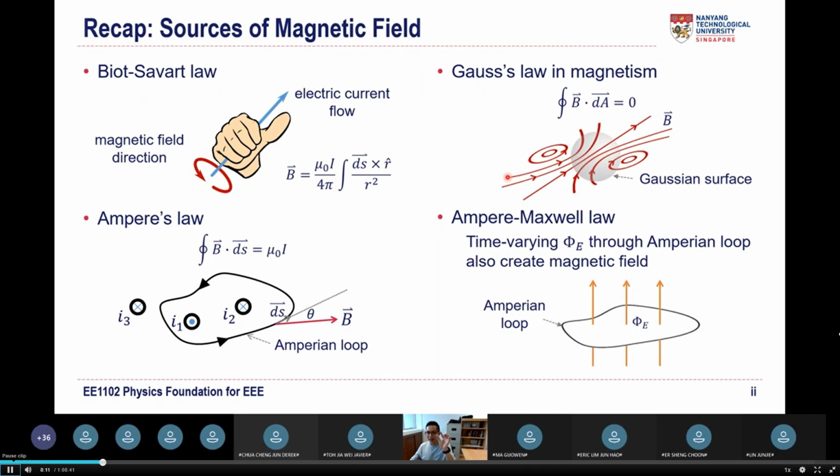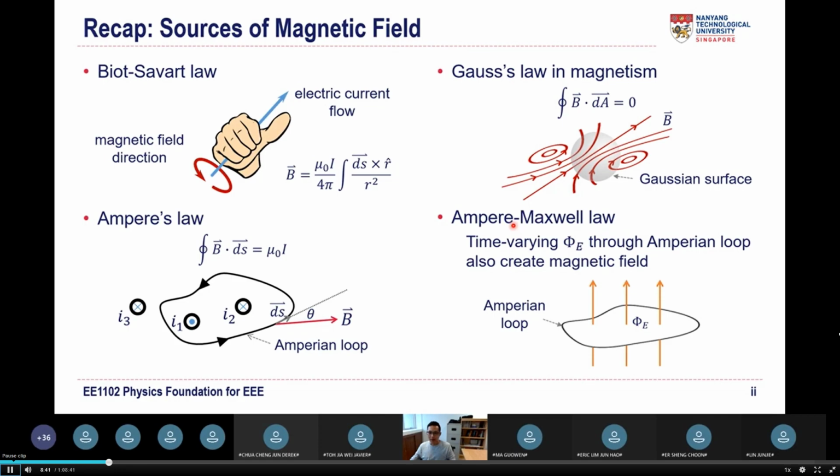So all these lines start from the north pole and end in the south pole. All the lines that go into the Gaussian surface must come out, because there is no south pole to terminate a line, nor any north pole that can start a new line inside this Gaussian surface. That's why it's going to be 0.